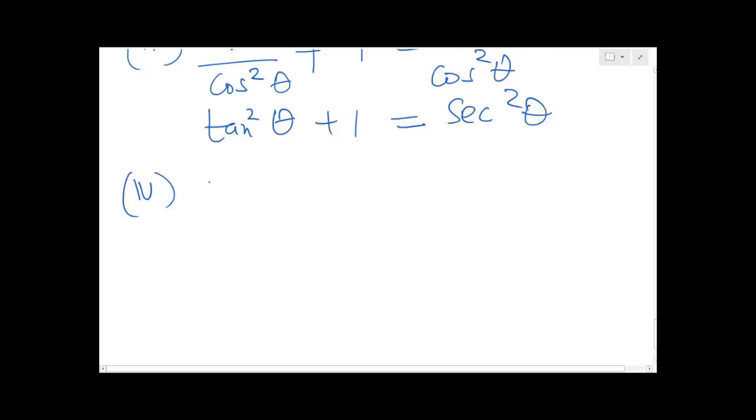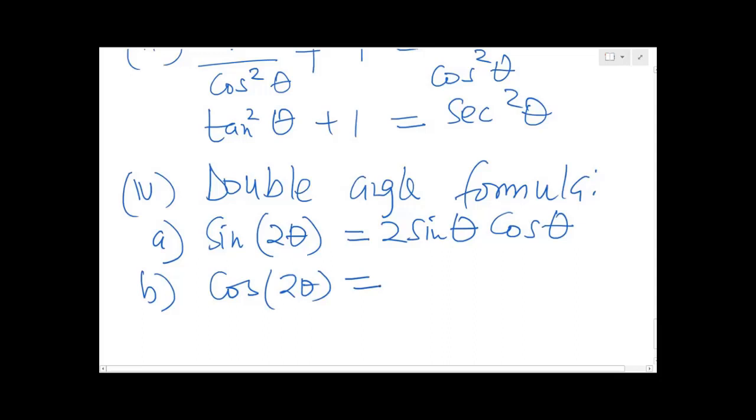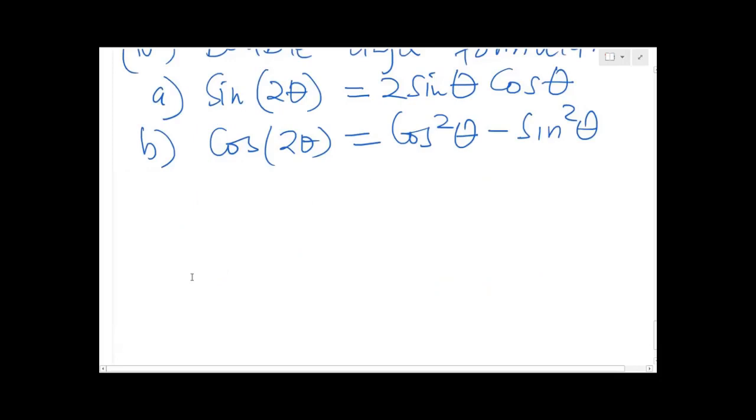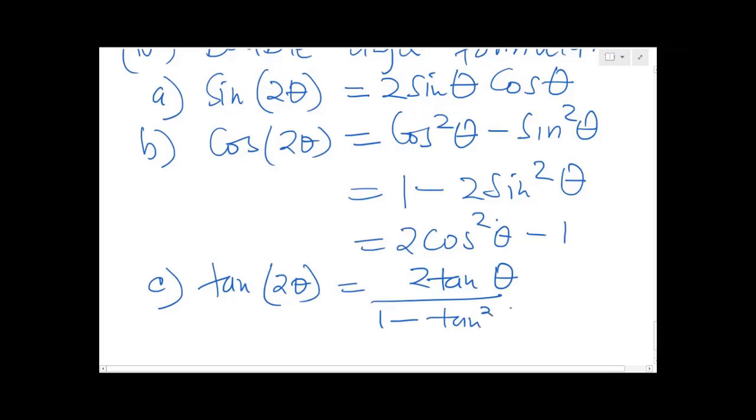Number 4, we have the double angle formulae, which are defined as: A, the sine of 2 theta is equal to 2 sine theta cos theta. B, cosine 2 theta is equal to cos squared theta minus sine squared theta. And using the first identity, we can replace cosine squared theta and sine squared theta. If we replace the cos squared theta, we get 1 minus 2 sine squared theta. If we replace the sine squared theta, we get 2 cos squared theta minus 1. And C, we have tan of 2 theta is equal to 2 tan theta over 1 minus tan squared theta.